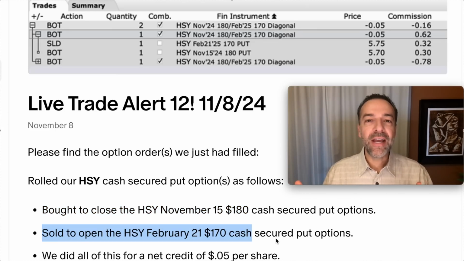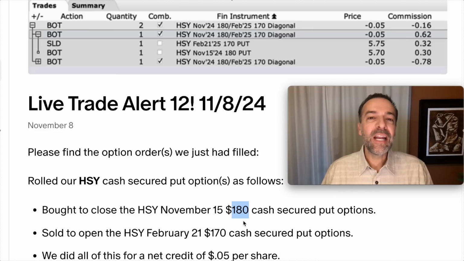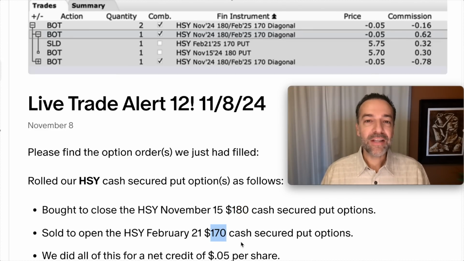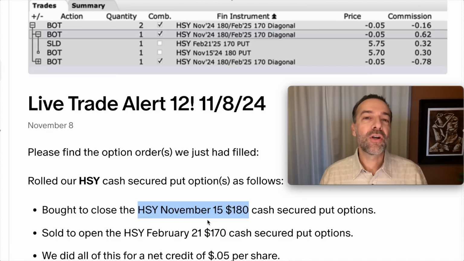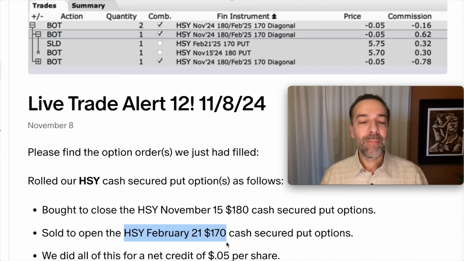Well, I just changed the game. I rolled the strike price down. 180 per share was okay if it was assigned to me. 170 per share, well, that was better. So I simply rolled the put option down. So I bought to close the Hershey November 15th 180 cash secured put option, and I more than paid for that by selling the February 21st 170 cash secured put option.